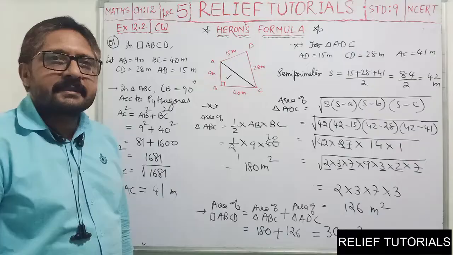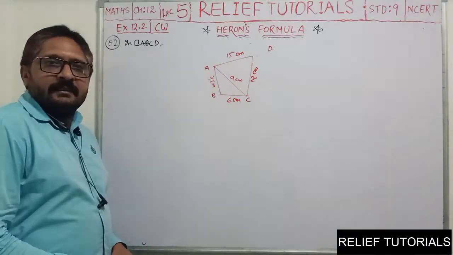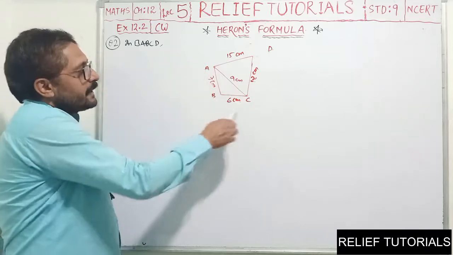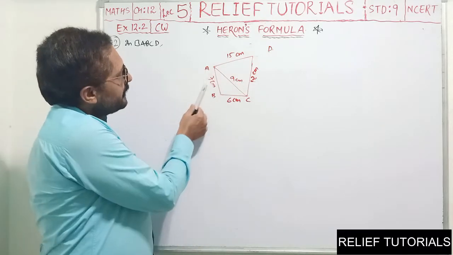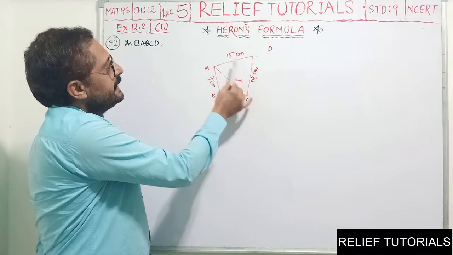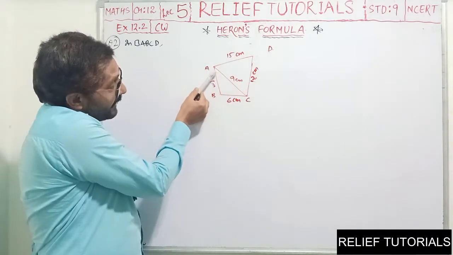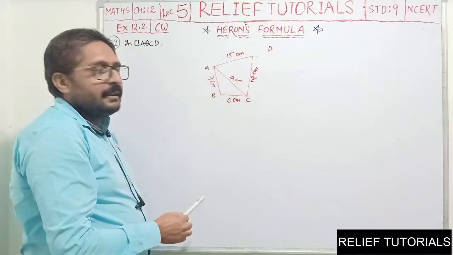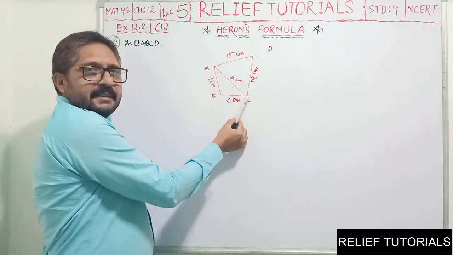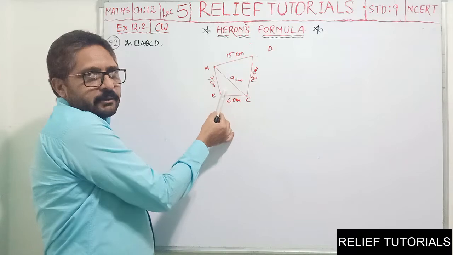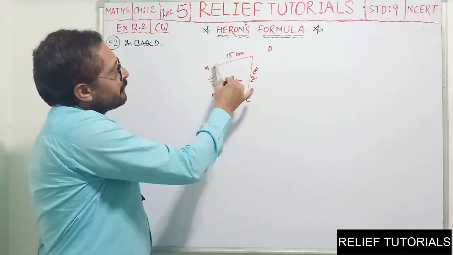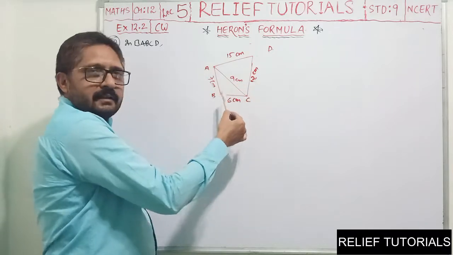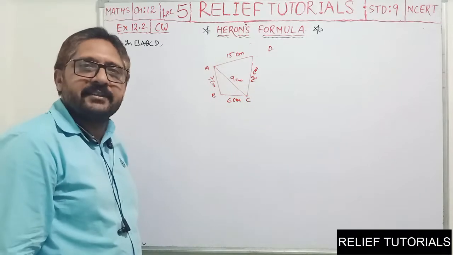Now we'll go for the second problem. Okay, see now, second problem. It is quadrilateral ABCD. All these dimensions are given: AB, BC, CD, AD, and also one of the diagonals is given, 9 cm. So now it is easy to find the area of triangle ABC when the measures of three sides are given, by using Heron's formula. Similarly, you can find the area of triangle ADC by using Heron's formula. Add the areas of these two triangles, you will get the area of the required quadrilateral.